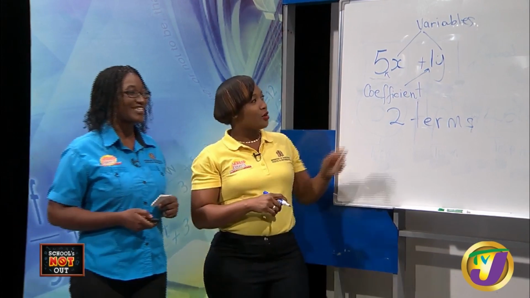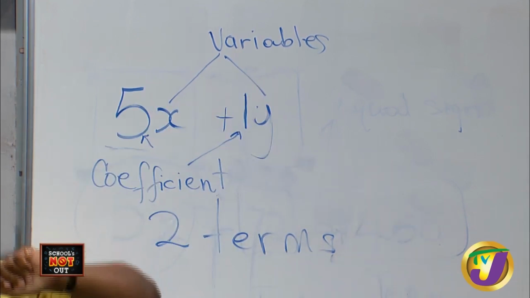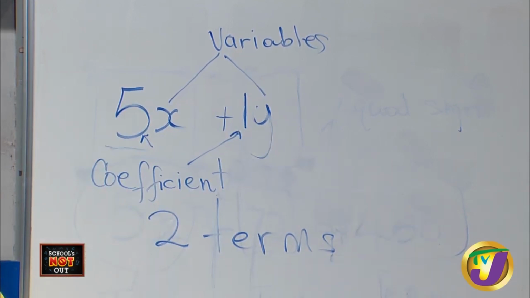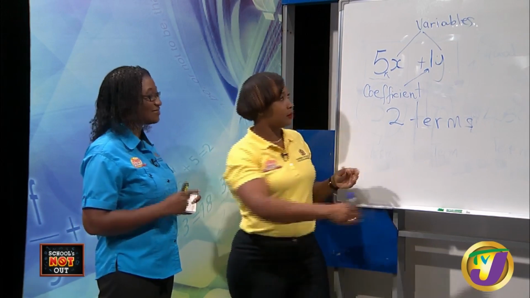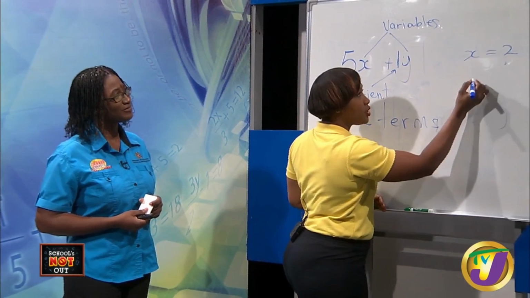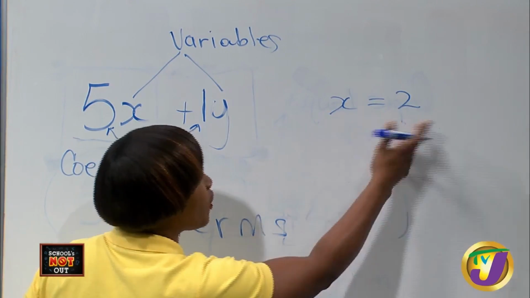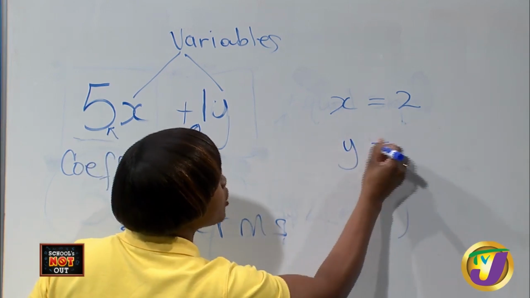Beautiful. So we're not yet sure what these values are, so they're variables. I'm about to tell you now, though. Hear this. Now, what if you know that x is equal to 2, and y has a value of 3? So what you're telling me is that x is equal to 2. This is an equation. And y is equal to 3.